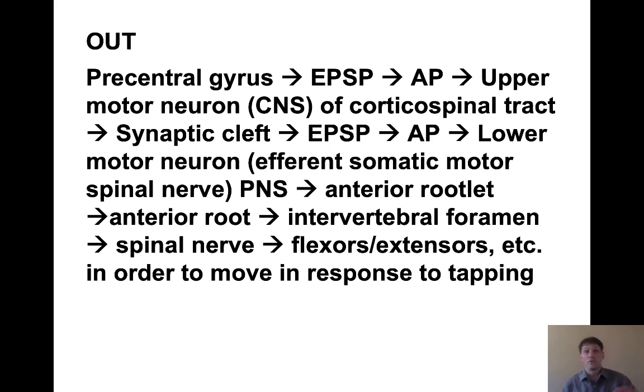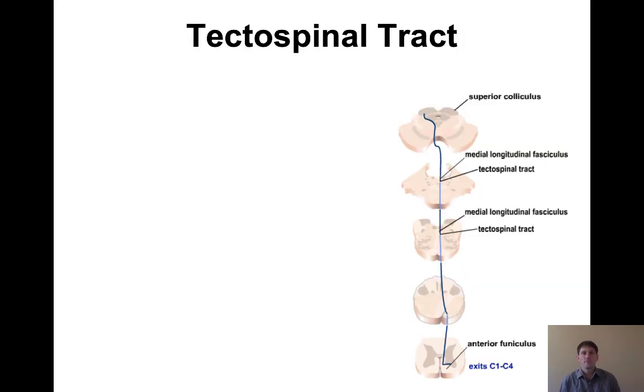tapping. So in Unit 5, we're going to really focus on that connection between our spinal nerve and our flexors and extensors, and we'll call that our neuromuscular junction, and we'll learn how these are stimulated. So let's look at a few more of these descending tracts.